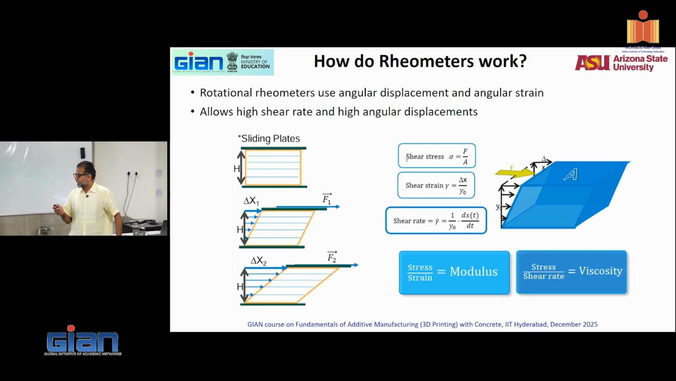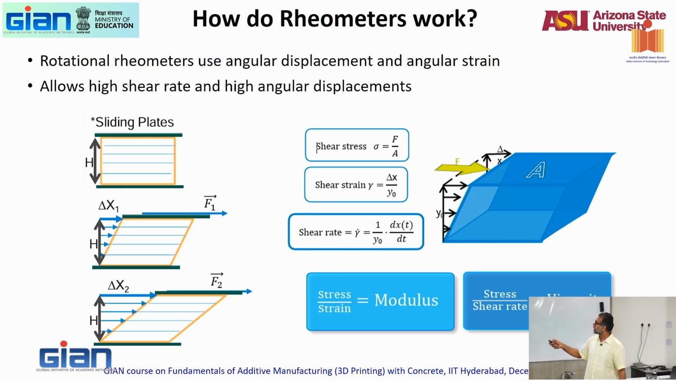Okay, how do rheometers work? I talked about rotational yielding. So this is about rotational rheometry. They use angular displacement and angular strain. Like you do in your regular elastic modulus test, you do displacement control testing, right? You control the displacement, you move the machine at a preset displacement and measure the force. Similarly, rotational rheometers use angular displacements and angular strain. Why? Because it is shear, it is rotational. Anything rotational has to be with an angle, correct? R-theta coordinates come in, not the XYZ coordinates anymore.